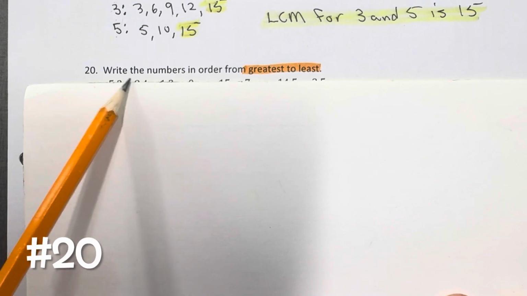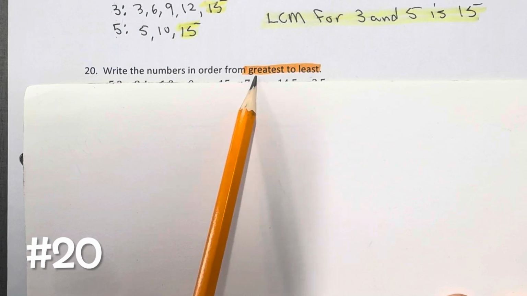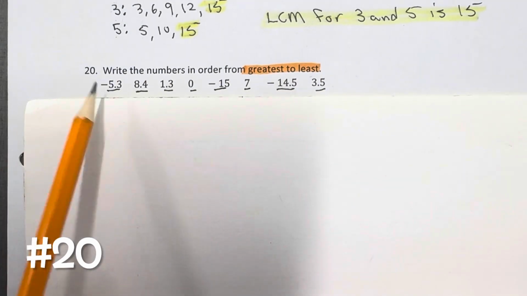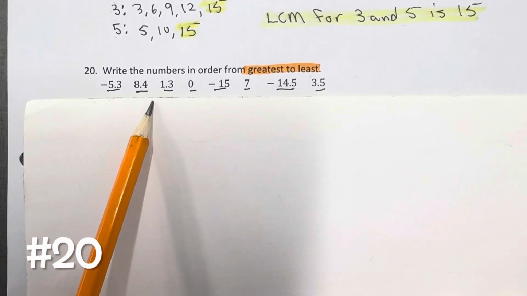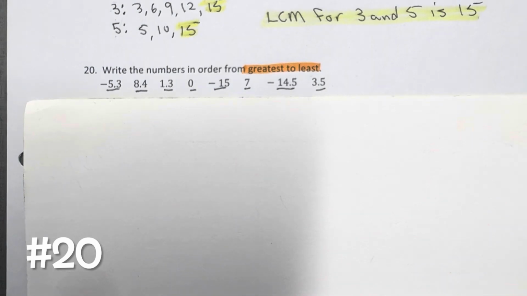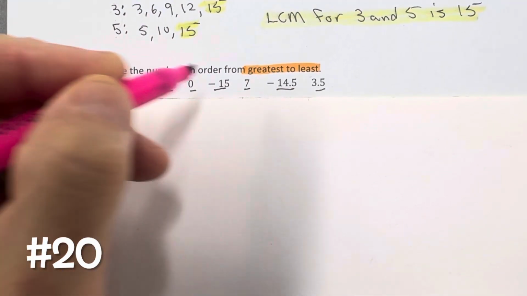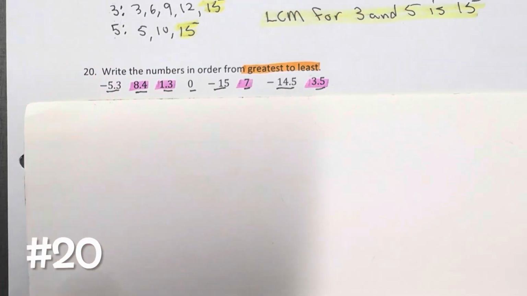Number 20, write the numbers in order from greatest to least. I always like to underline or highlight, so I make sure that I write it in the correct order. Sometimes it'll say least to greatest, but this one says greatest to least. So if I look at these values, I know that the greatest values are going to be positive numbers. So at first, I only want to look at the positive values because those are going to be greater than negatives. And it's a little easier to deal with just less numbers.